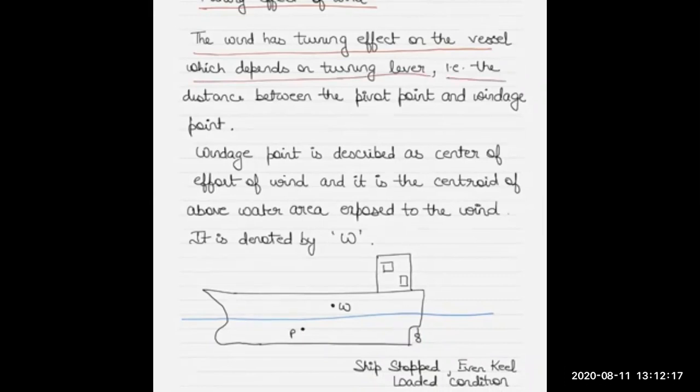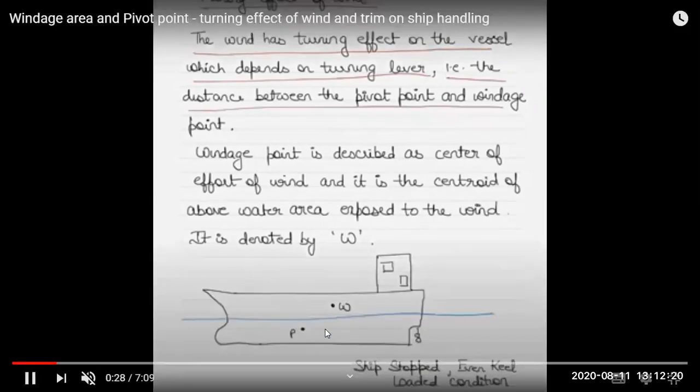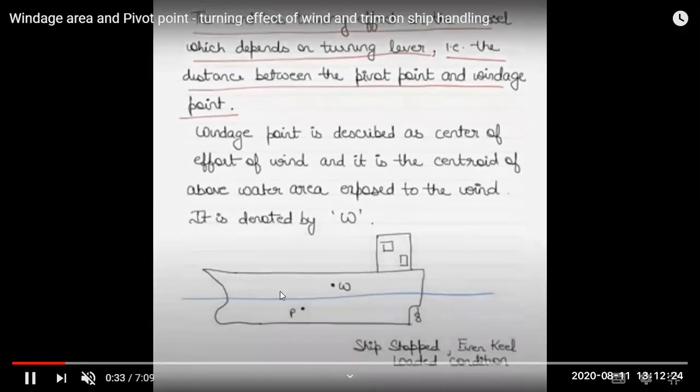Now what is the turning lever? Turning lever is the distance between your pivot point and the windage area. So this is the center of the exposed area, which is the windage area. This is the pivot point which we already saw. And the distance between the two, for an imaginary lever, is the turning lever. Both are imaginary points, and the windage area is the centroid of this exposed area, and it is denoted by letter W.